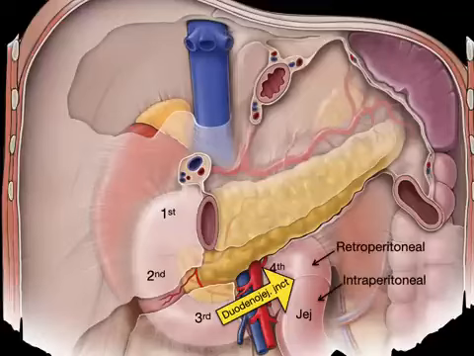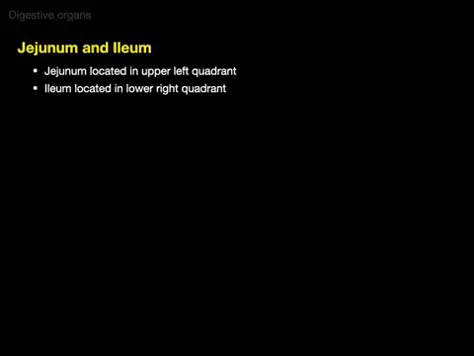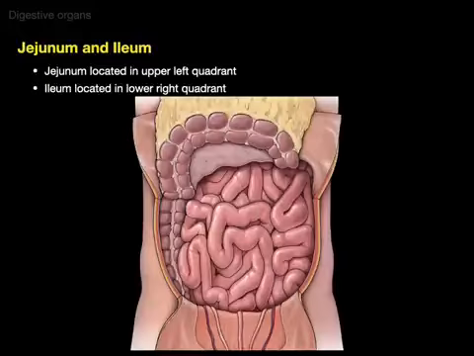Retroperitoneal to intraperitoneal. So there's our 4 parts of the duodenum. Now let's talk about the rest of the small intestines with the jejunum and the ileum. The jejunum is located in the upper left quadrant and the ileum is in the lower right quadrant. So here we have the small intestines.